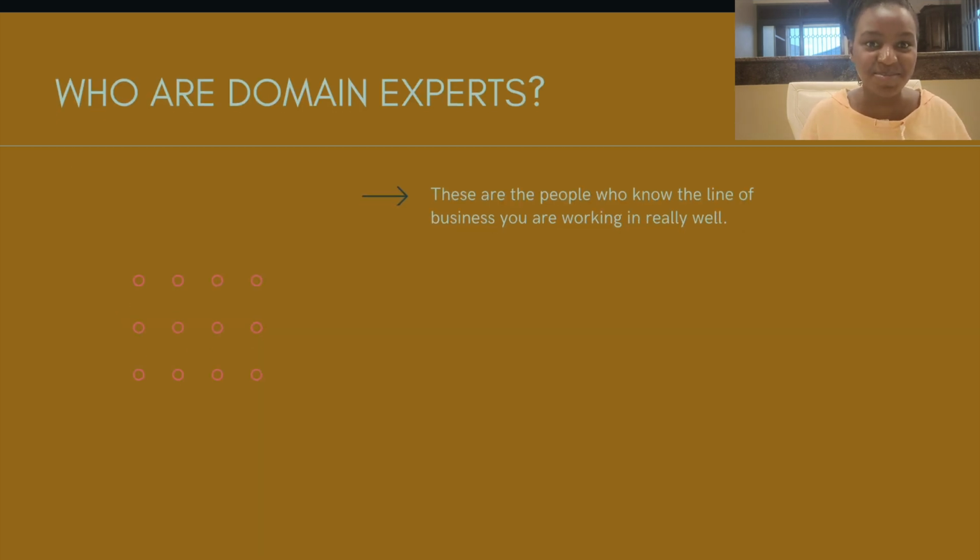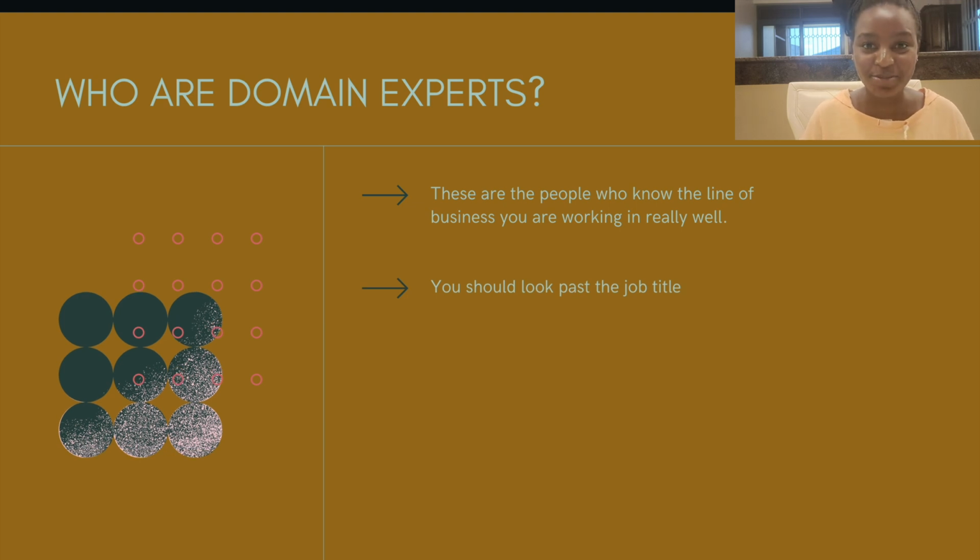Let's find out more about that. You should look past the job title. For instance, if I'm working in a restaurant business, my domain experts could be the host, it could be the server, it could be the chef. These people actually know how the business works. They know when a customer sits, they need to be talked to within 5 minutes. They need to get the drinks within X minutes. They need to get their food within X minutes. They actually know their part of the domain very well.